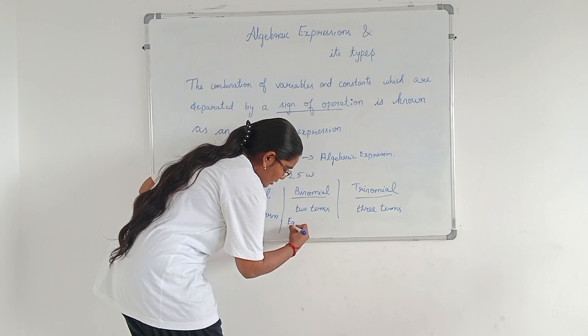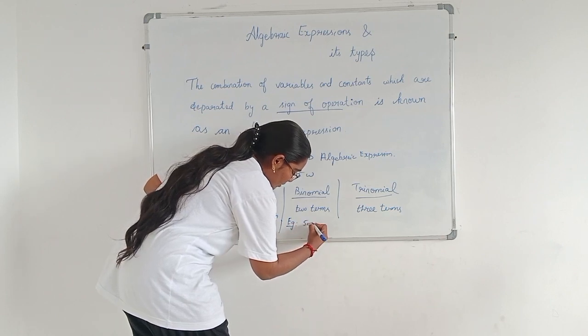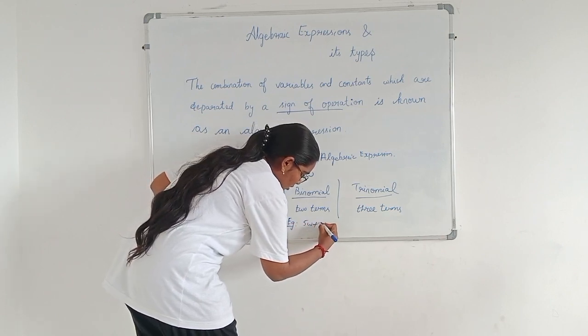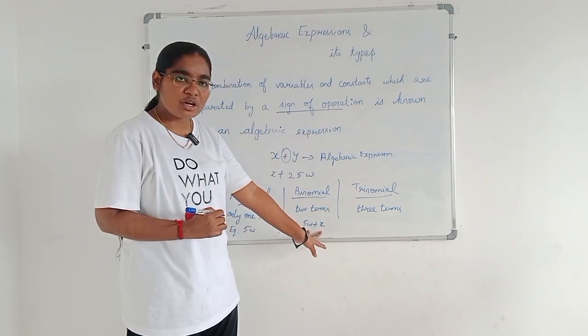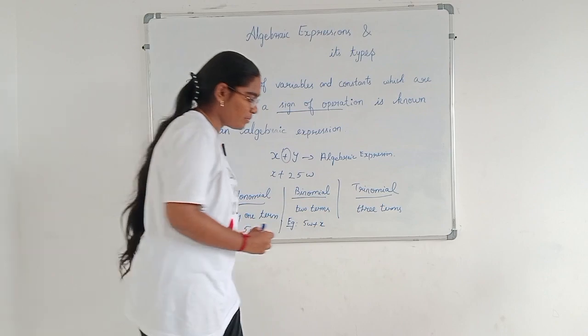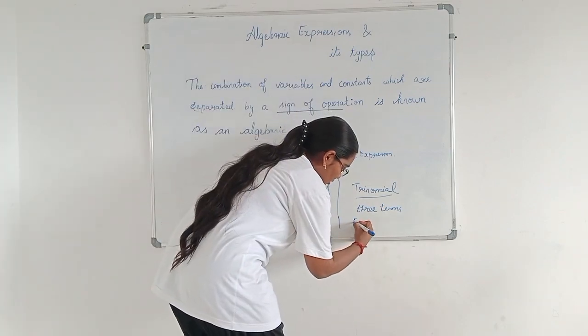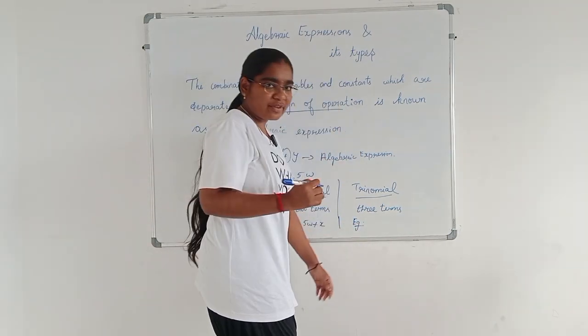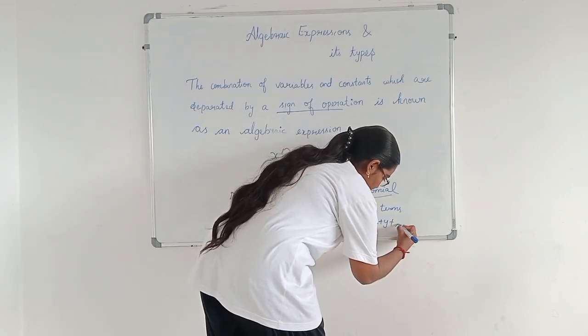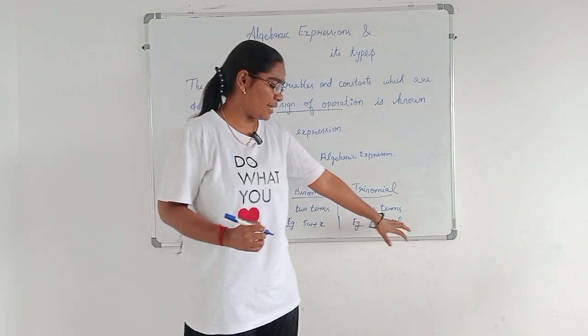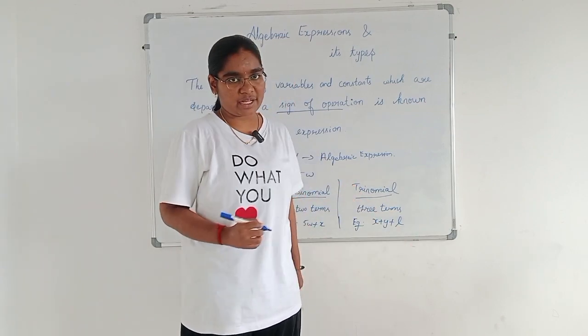Next, binomial means 5w plus x. So here we have two terms, so it is a binomial. Next, trinomial. Trinomial means it will have three terms: x plus y plus l. So here are three terms, so it is a trinomial.